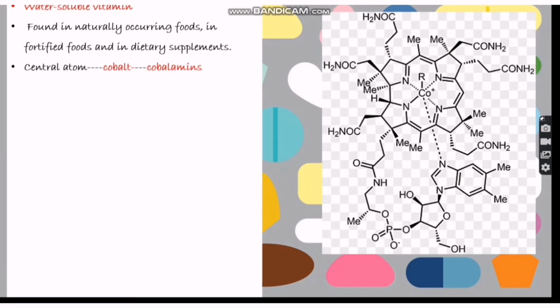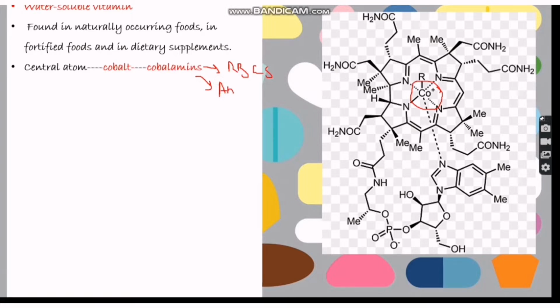As you can see in the figure, this is the structure of vitamin B12, in which cobalt is a central atom. This cobalt is an integral part of vitamin B12, and it is essential for proper functioning of the cell, which is involved in production of red blood cells. It is also involved in production of antiviral and antibacterial components.